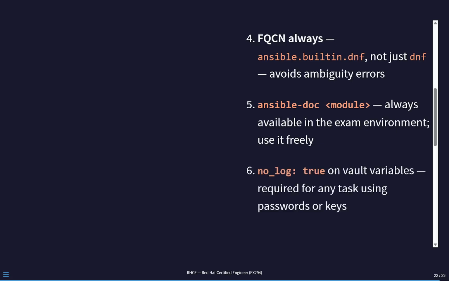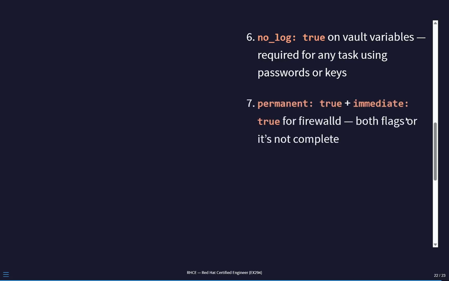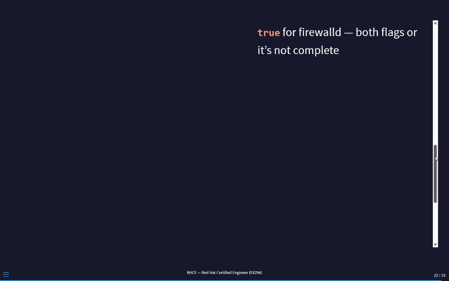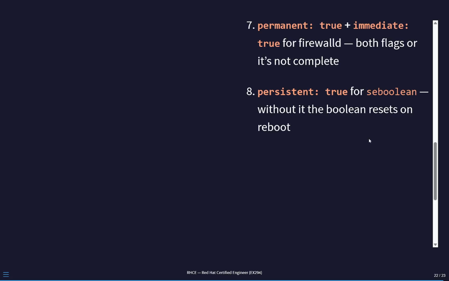6. no_log: true on every task that touches passwords or keys. The marker of a security-conscious Ansible user, and it's tested. 7. permanent: true and immediate: true for firewalld. One without the other is incomplete. 8. persistent: true for Boolean. Without it, the Boolean resets on reboot, and the task fails after verification.